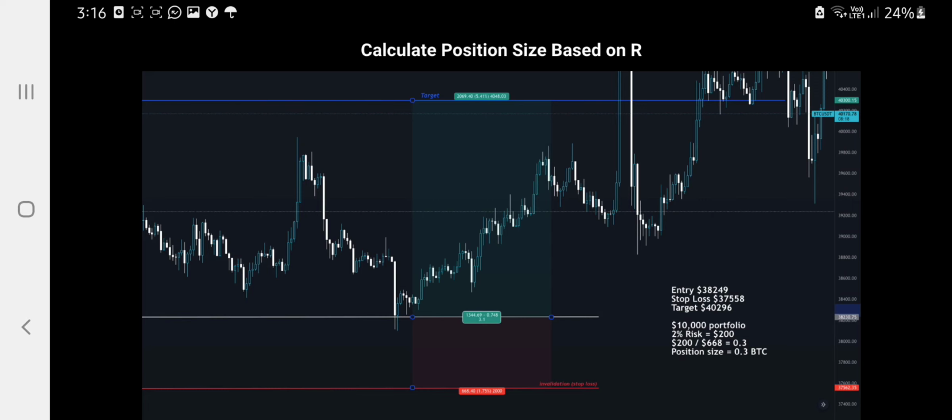So for example, if you have a $10,000 portfolio and you're risking 2%, that's $200 you're risking. Yes, 1% of 10,000 is 100, therefore 2% is 200. You take that 200 and you divide it by the distance between your entry and your stop. You can see on the chart here, that's approximately $668. It has to move down for you to get stopped out.